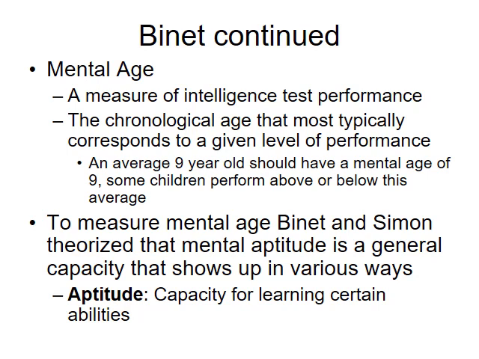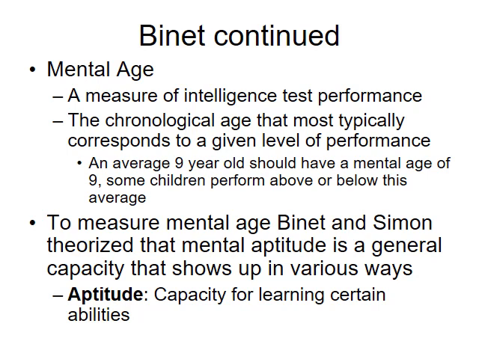Notice it's your performance on a test. It is not really truly your intelligence. Now that goes the same for IQ tests, G scores, all of those things. It's how you did on a test. So the chronological age that most typically corresponds to any given level of performance should be the same as your intelligence test if you're average. So an average 9-year-old should have the mental age of 9.